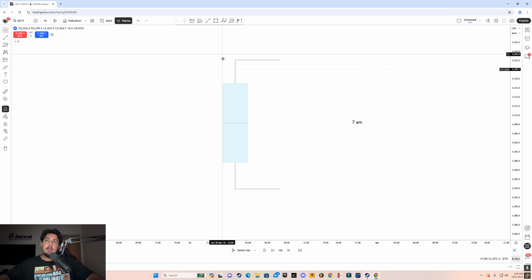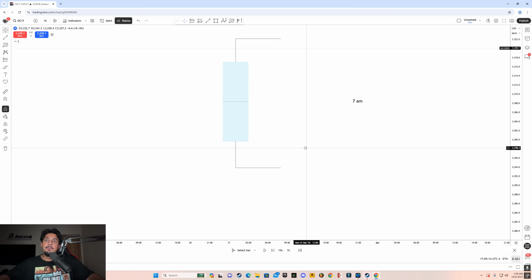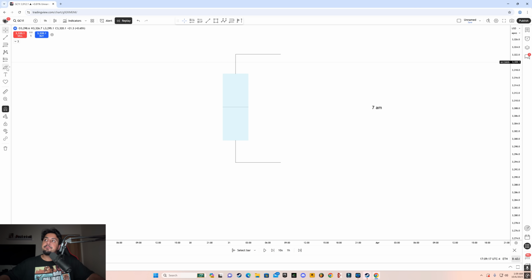So once you have marked out the 7 a.m. candle high and low, this is the setup, right? All you're doing is basically, when the next candle opens, you're waiting for price to either sweep out.